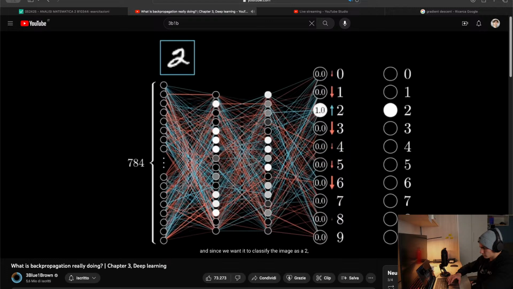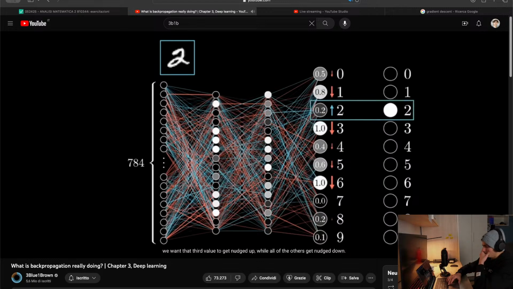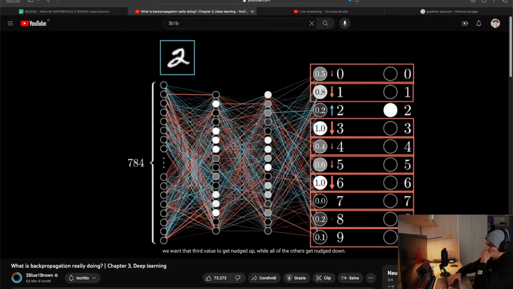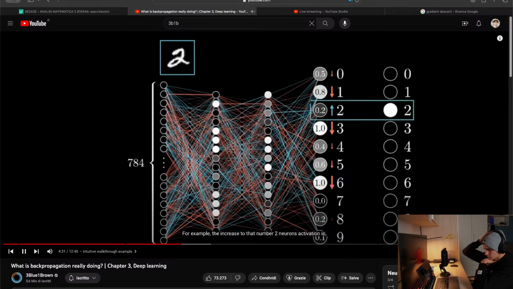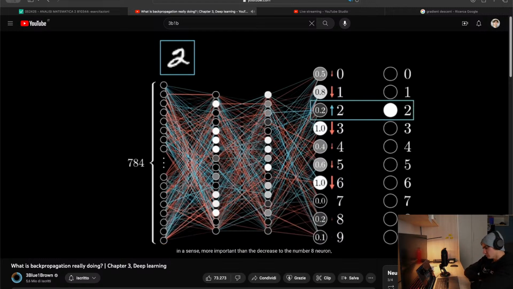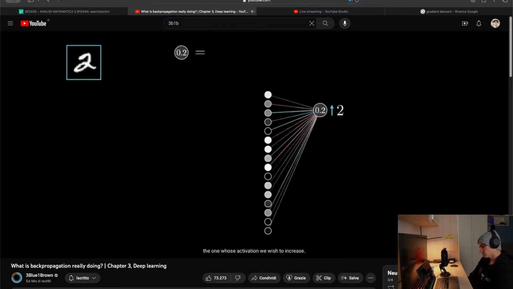And since we want it to classify the image as a 2, we want that third value to get nudged up, while all of the others get nudged down. Moreover, the sizes of these nudges should be proportional to how close each current value is to its target, in a sense more than whose activation we wish to increase.